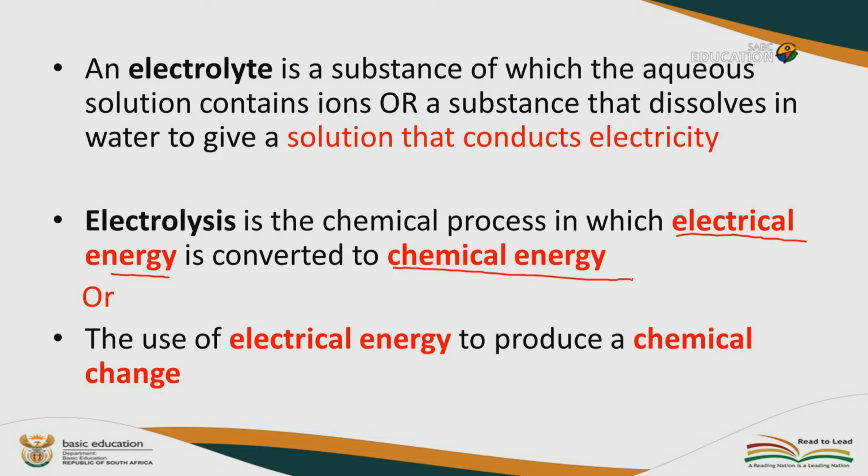So you can see that the electrolysis process is directly connected to the electrolytic cell, whereby we have used electrical energy to get chemical energy. The use of electrical energy to produce a chemical change. This is another definition that you can use to explain what we mean by electrolysis.